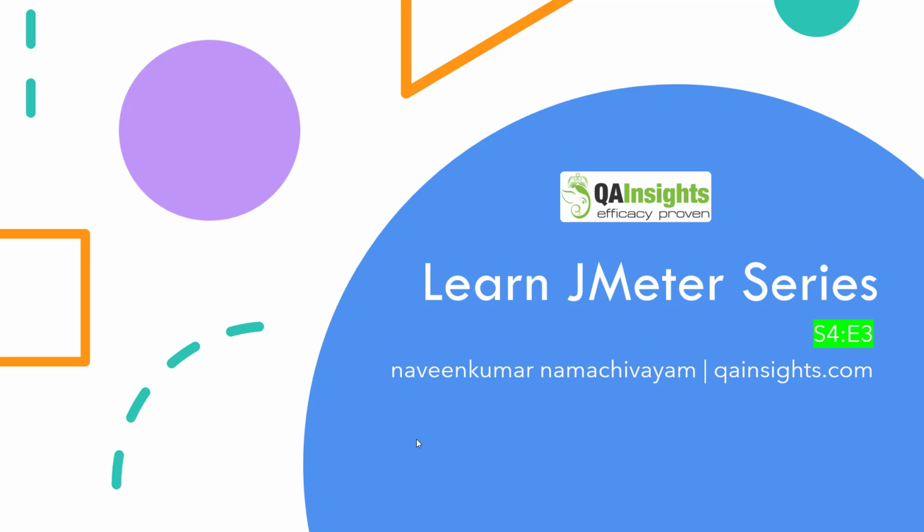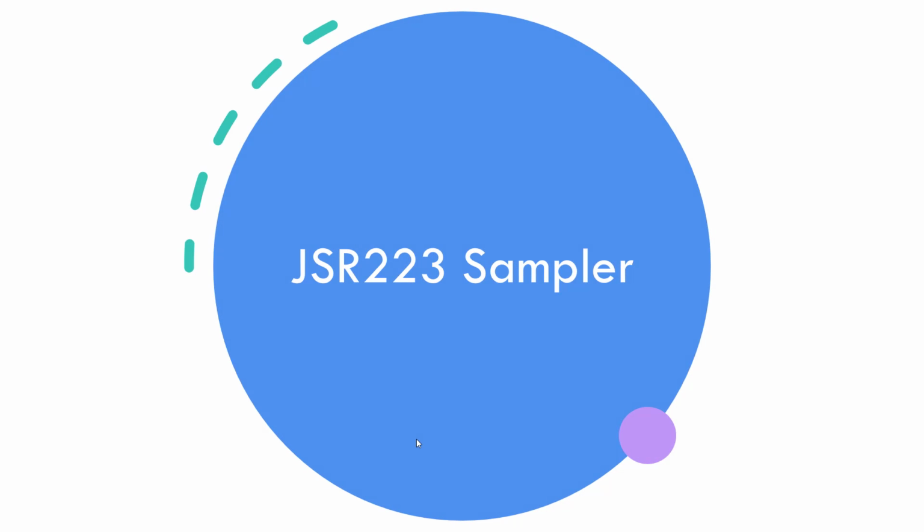Welcome to the Learn JMeter series. In this season 4, episode 3, we are going to learn about the JSR223 sampler in JMeter.